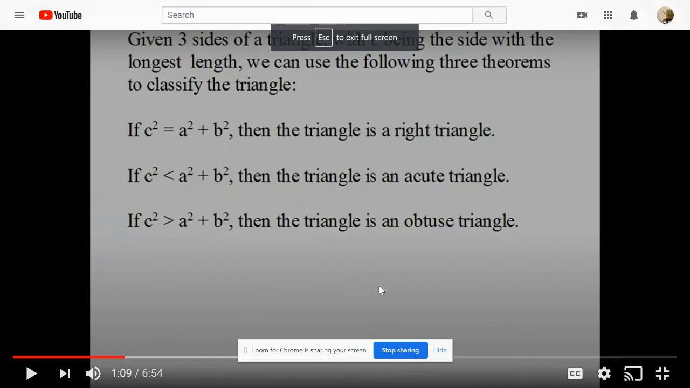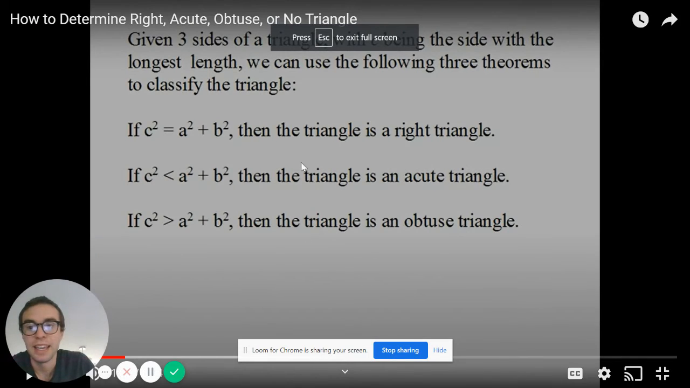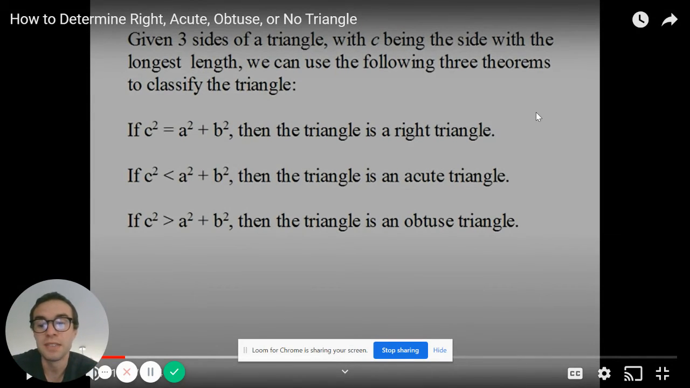if I full screen this and we look at this, if you have the 3 sides, which we were given in those previous examples, if right here, c squared equals a squared plus b squared, then it's a right triangle. So that's what we were figuring out up above. But let's say it wasn't equal. Well, if the c squared is less than the a squared plus b squared, then it's acute. If the c squared is greater than the a squared plus b squared, then it's obtuse.